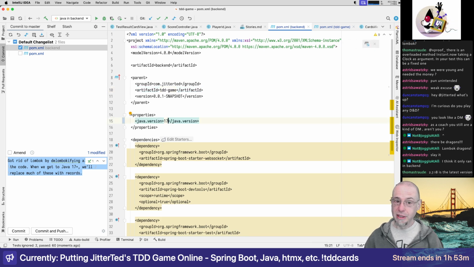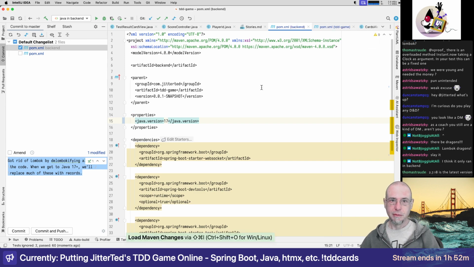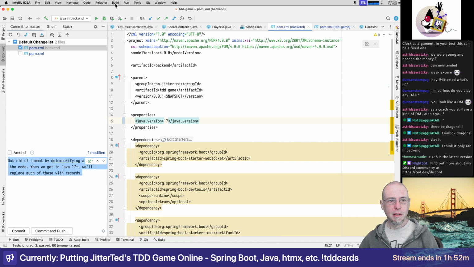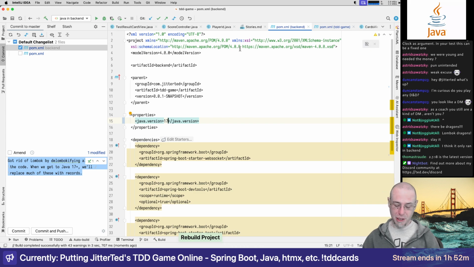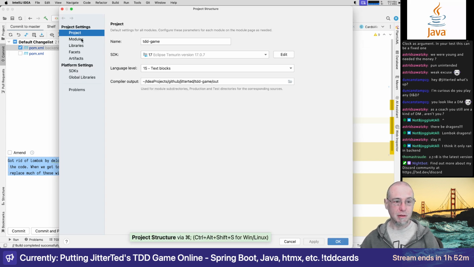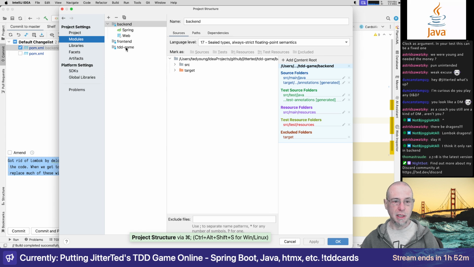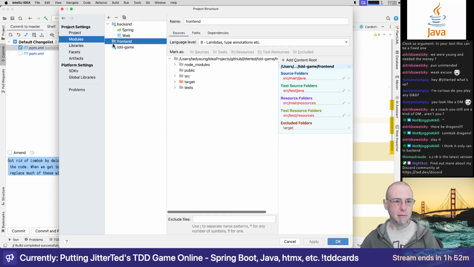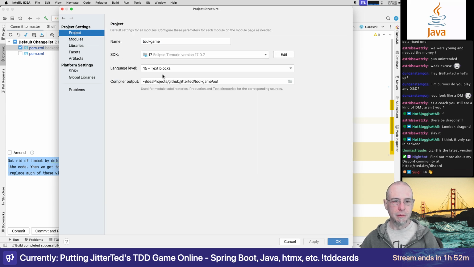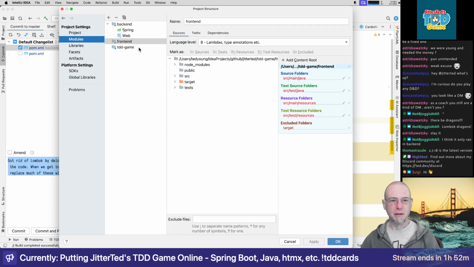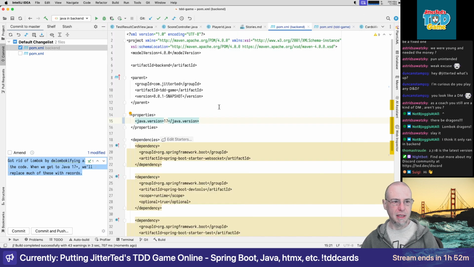Okay, I think we can now go to Java 17. So let's rebuild that. Let's double check that IntelliJ picked up those versions. Yes, 17 here. The other ones, it doesn't matter. I don't know why it doesn't change the project, but the module is the only one that matters. So we're on 17 for the back end.